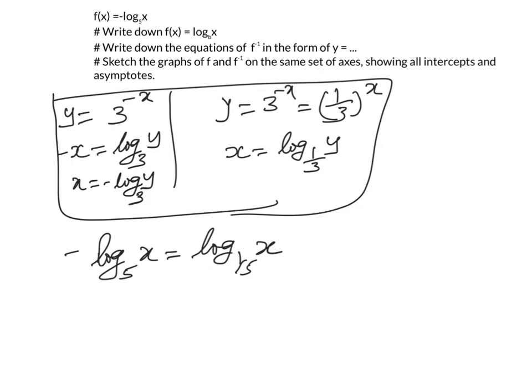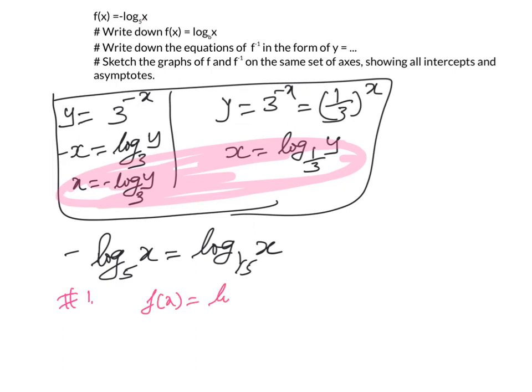So I want you to compare these two things that I have done here. That will tell us that a negative of the log becomes a log with base 1 over 3. Therefore, I can write it like this. For my first answer to the first question, f of x is equal to log x to the base 1 over 5.